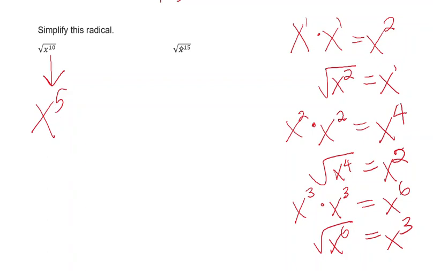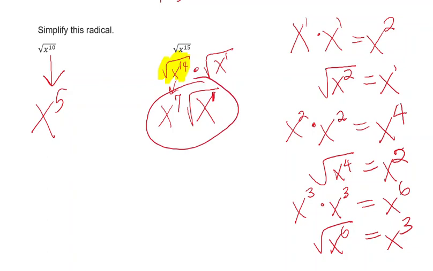Odd exponents always have an odd one left over in the radicand. Always. So then you know you've got 1 less than 15, which is x to the 14th. So basically I'm rewriting this as, here's my perfect square because it's an even exponent, but then here I have an odd man out. And the square root of x to the 14th is x to the 7th. So this would be the simplest form for the square root of x to the 15th.